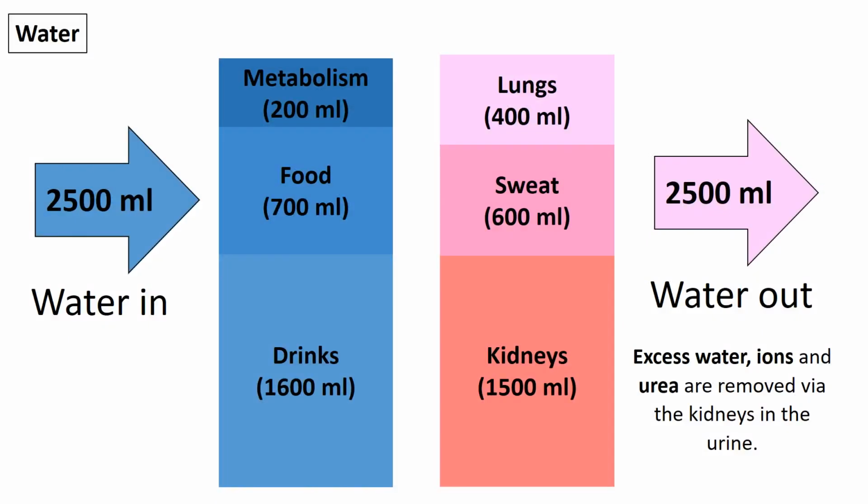And we need to balance the amount of water in our body at all times in order to regulate and maintain homeostasis. So we, on average, take in about 2.5 litres of water a day. We will make 200 mils from metabolism, 700 mils from food, and 1,600 mils from drinks, and we excrete the same volume of water out. So our lungs around 400 mils, sweat around 600 mils, and our kidneys around 1,500 millilitres of urine a day. And in that urine, we get excess water, ions, and urea removed from the body.